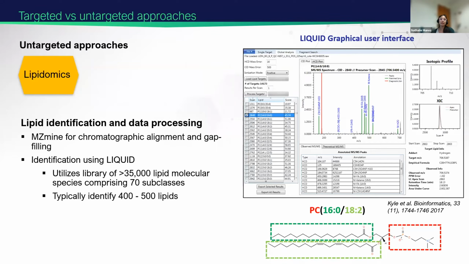It is customizable, so it allows for the addition of novel lipids to the ones that are already in the library. It has the ability to identify coeluting lipid species, which happens a lot with these types of samples, and it typically identifies between 400 and 500 lipids.